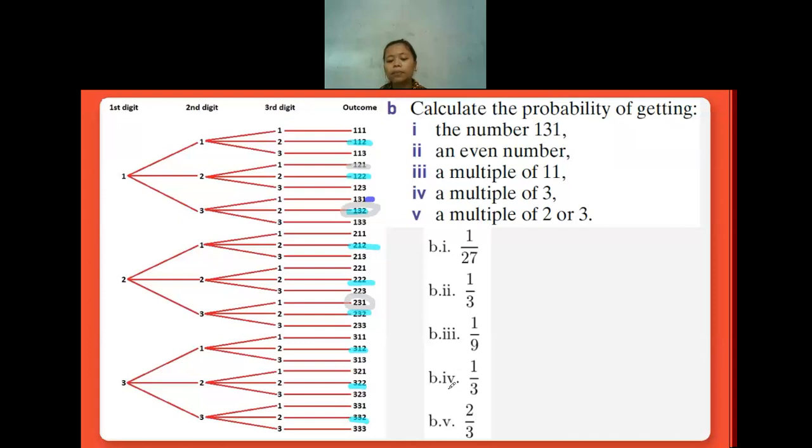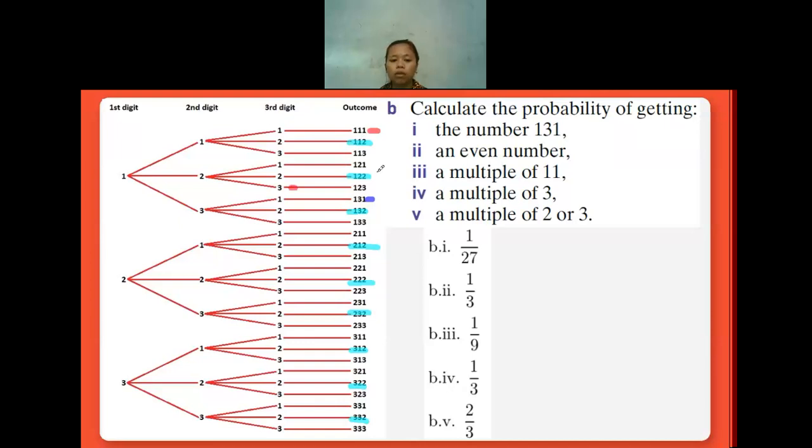For the question B, find the multiple of 3. To check if it is a multiple of 3, you just need to find the total of the digits. Like 112: 1 plus 1 plus 2 is 4. 4 is not divisible by 3, so it's not a multiple of 3. You have to check which numbers, when you add all the digits, give a multiple of 3, so the number will be a multiple of 3 also. Like 111, 1 plus 1 plus 1 equals 3. 3 is a multiple of 3, so 111 is a multiple of 3.